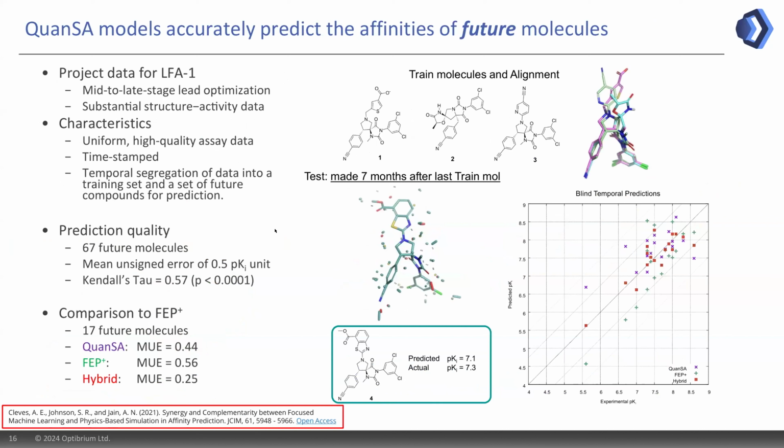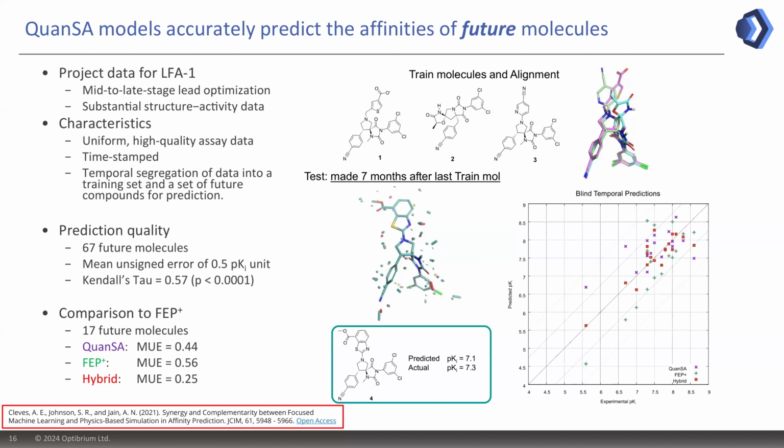In addition to being able to extrapolate to new scaffolds, Quanza can also accurately predict the affinity of future molecules. This is a paper that we published with Stephen Johnson at BMS. Here you see 3 training ligands. These are LFA1 inhibitors. This is their mutual alignment in the training set. What we can do here is predict on future molecules that are made 7 months after the last training molecule. And you can see the interaction with the pocket field for this molecule, and that we have a very accurate prediction. We did very well.